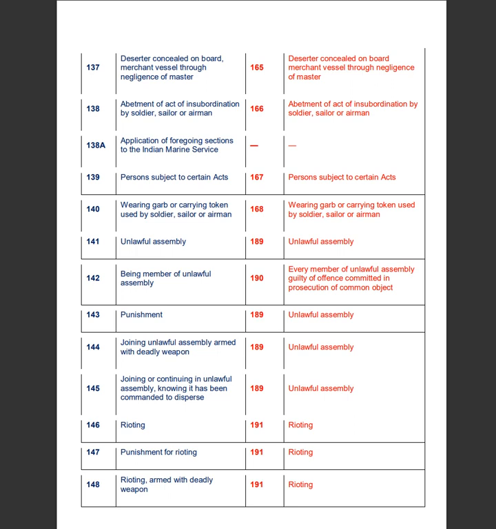Section 146 of the IPC deals with rioting, whereas Section 191 of the BNS deals with rioting. Section 147 of the IPC deals with punishment for rioting, whereas Section 191 of the BNS deals with rioting. Section 148 of the IPC deals with rioting armed with deadly weapons, whereas Section 191 deals with rioting.